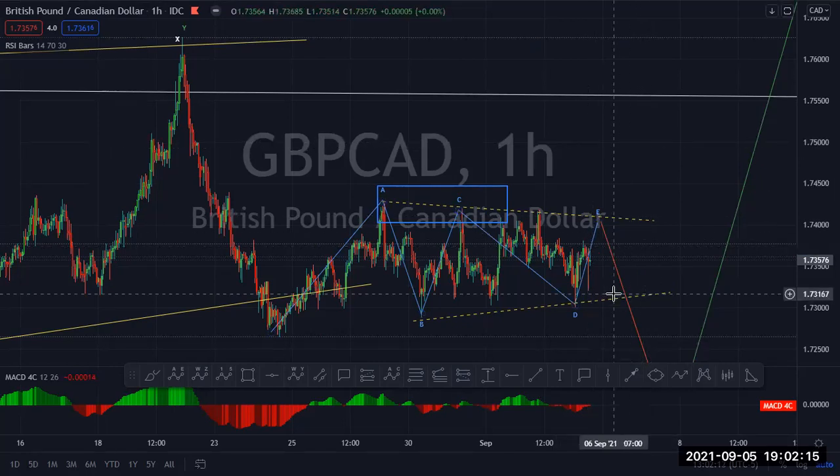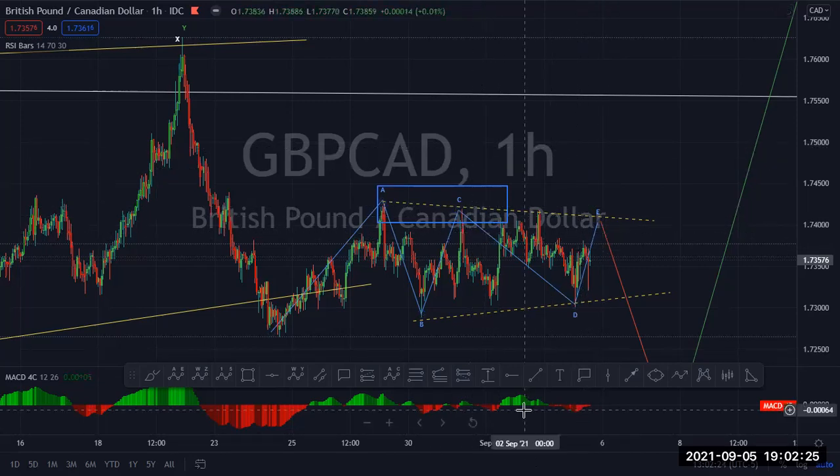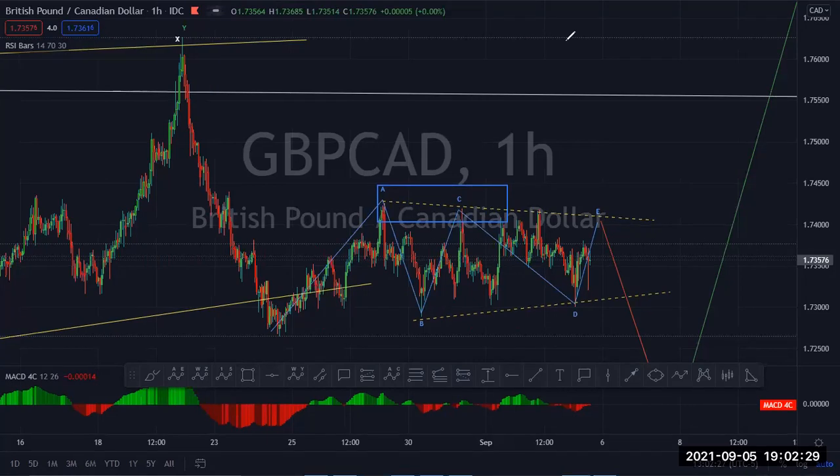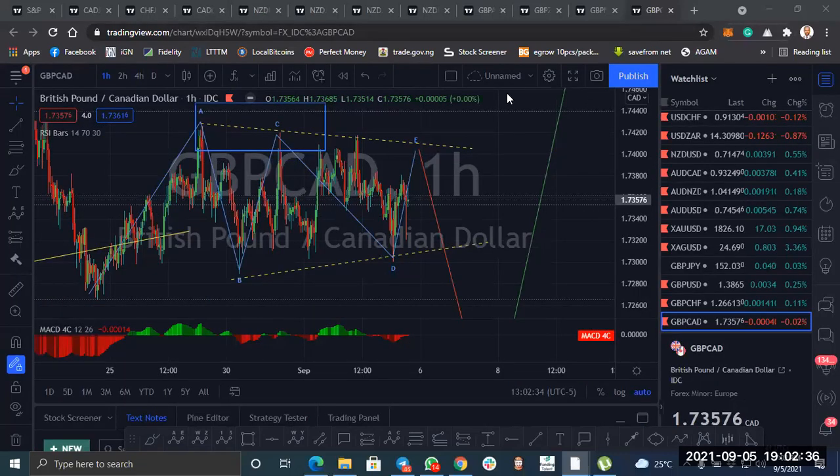Then selling will make a lot of sense. If the triangle plays out, I will sell. If the triangle doesn't play out, I will not sell. Okay, so keep your eye on this. Keep your eyes on pounds CAD on the 1 hour time frame. That's where the triangle is very, very clear.